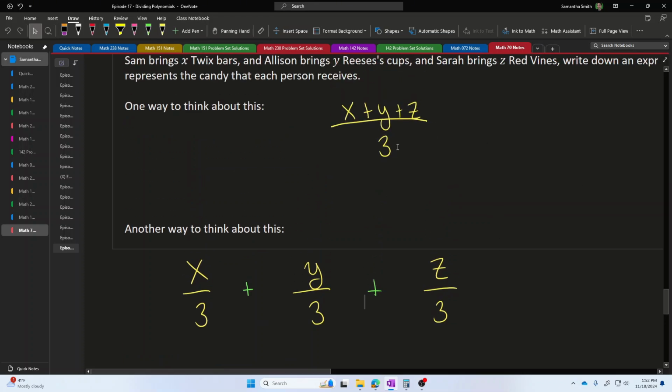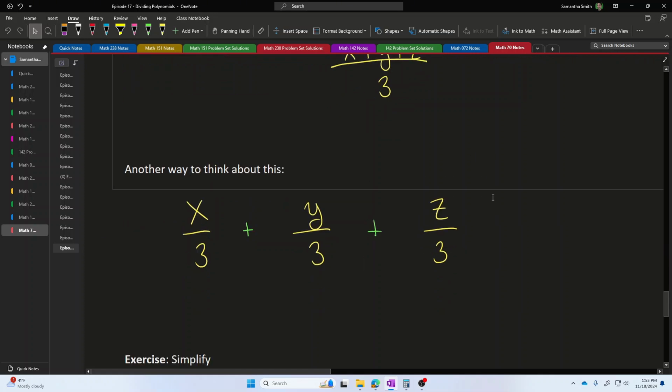So, in other words, dividing the entire quantity, x plus y plus z, by 3 is equivalent to if you just divided x by 3, y by 3, and z by 3, and then just added those results. This idea of being able to divide a polynomial by dividing each term individually is what we are going to be using in this part of the episode.